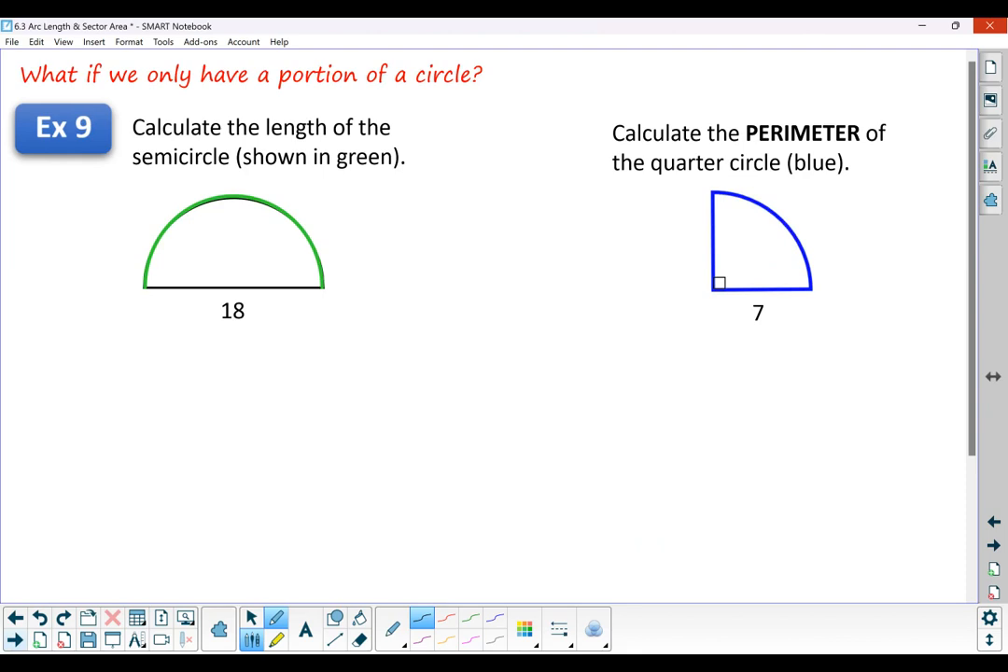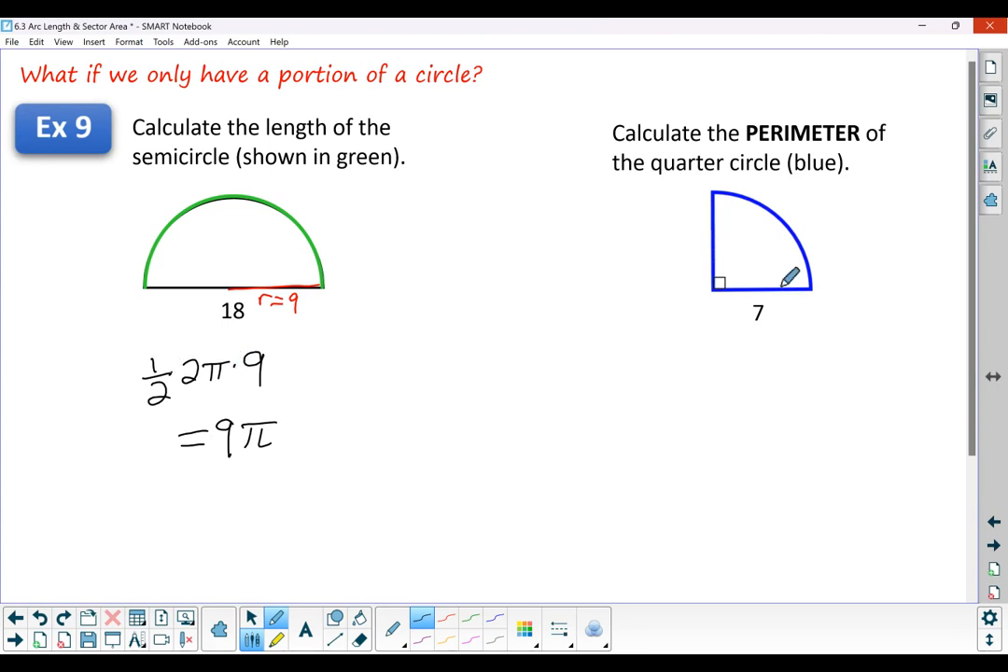Okay, what if we only have a portion of the circle? Well, this is a semicircle, so that's half of the circle. So the arc shown in green would be half of the circle's circumference. That would be 1/2 of 2 pi times the radius, or 1/2 pi times the diameter. The radius here is 9, so this would be 9 pi. So it's 1/2 of the circumference.